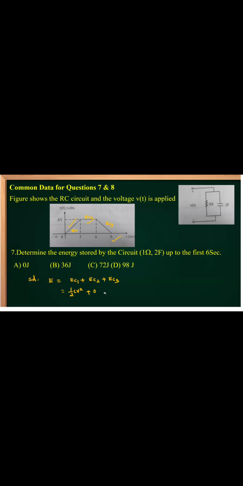Then EC3 is minus half CV square. Why? It is falling now, a falling characteristic. Minus half CV square. This is equal to 0 joules. Clear? It is not a constant, here it is a falling characteristic. Rising, falling: whatever energy is stored by the capacitor is released. Then the answer is 0 joules. Clear or not? Next.